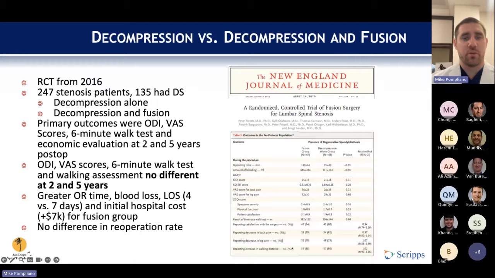This is a study out of the New England Journal of Medicine looking at decompression versus decompression and fusion from 2016. They looked at 247 stenosis patients, 135 had degenerative spondylolisthesis. Of those, they were evaluated for decompression alone versus decompression and fusion. Primary outcomes were ODI, VAS score, 6-minute walk test. They found no difference at 2 and 5 years. However, they did note greater OR time, more blood loss, greater length of stay, 4 versus 7 days, and then also greater initial hospital costs for the fusion group as expected. That was noted to be $7,000. There's no difference in reoperation rate between the two.